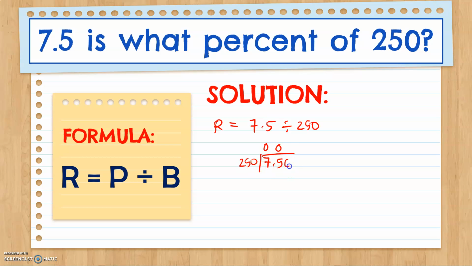Now let's add 0. 750 divided by 250 will give us 3. And 3 times 250 is 750. Now we no longer have a remainder, so we'll stop dividing here. Let's put our decimal point in the quotient. Okay, then for us to get the percent, we'll just simply have to move the decimal point of the quotient twice to the right. So this will give us 3%. Okay, therefore, 7.5 is 3% of 250.